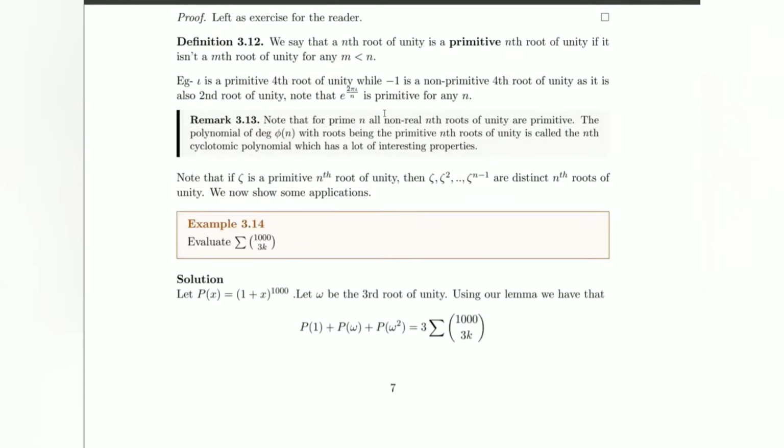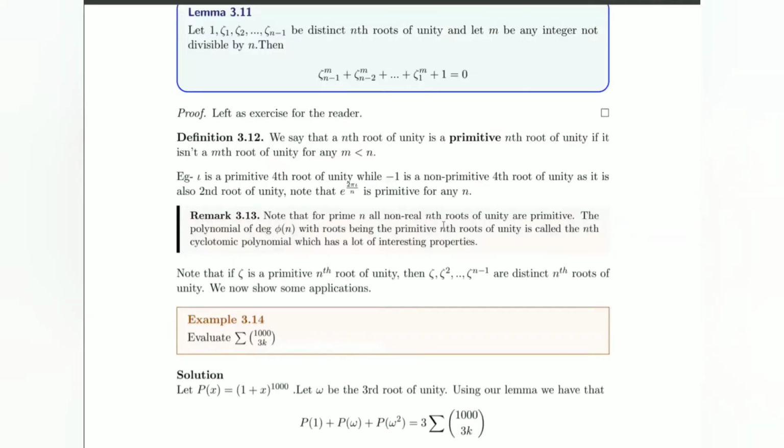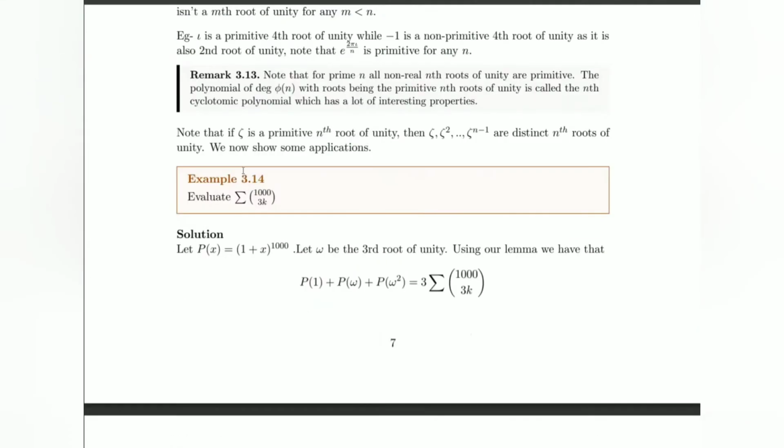So we will be using this lemma a lot. Find the summation of C(1000, 3k), where k ranges from 0 to 333. Consider (1+x)^1000. We want to find the sum of coefficients of the exponents divisible by 3. Now you plug in x as 1, then ω and ω², where ω is a third root of unity. Note that this is a primitive root of unity, so all of these are distinct.